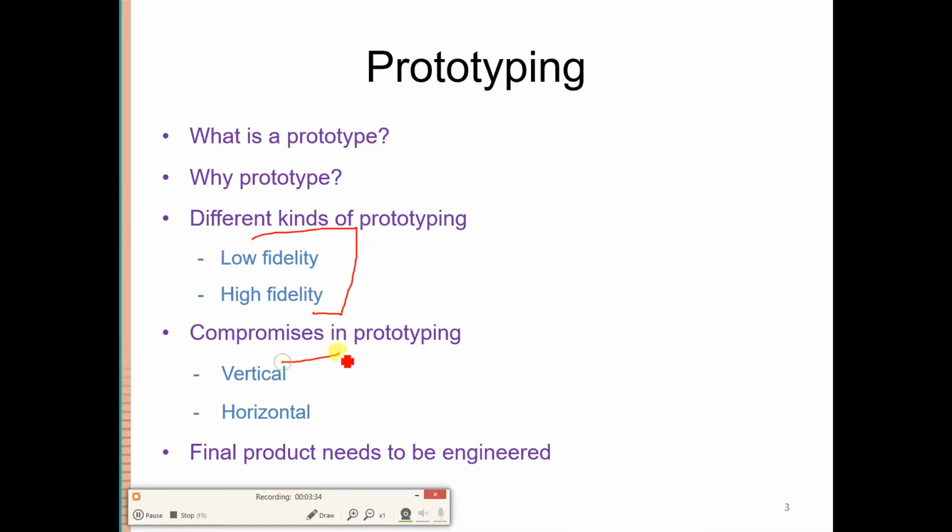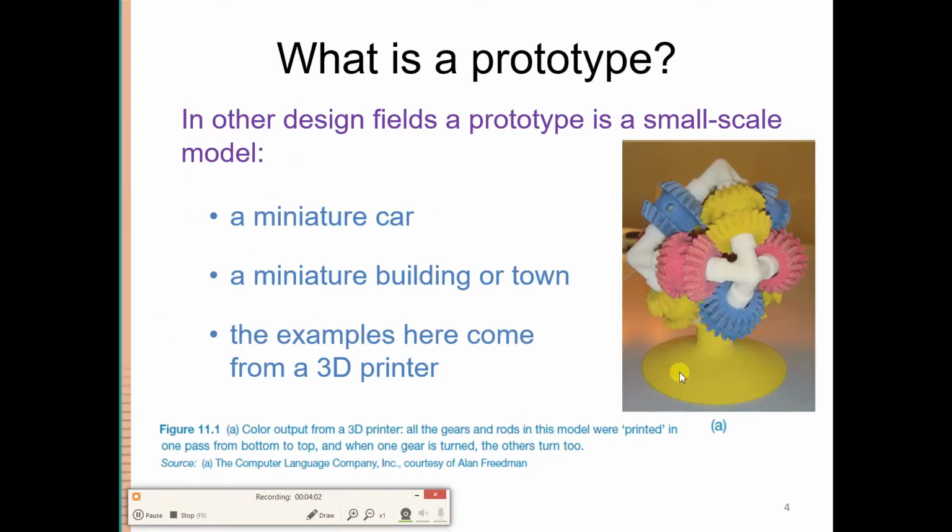And then there are some compromises in prototyping, that is, how much detail we are covering in the prototype. Two categories are there in the compromises, one is vertical and one is horizontal. We are going to discuss more detail about this. And the final product needs to be engineered. Need to be engineered means that based on the prototype we have to create the final product, because the prototype is not the final product.